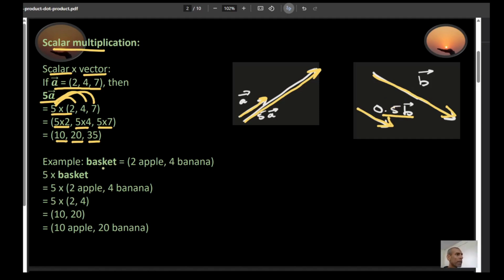An example would be a basket. Suppose you have a basket. It has 2 apples and 4 bananas, and you do 5 times the basket. Well, in this case, 5 times 2 apples, 5 times 4 bananas. You multiply 5 by 2, 10. Multiply 5 by 4 is 20. So you're going to get 10 apples and 20 bananas at the end.